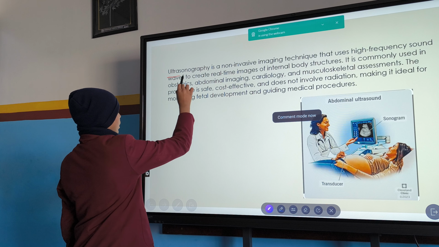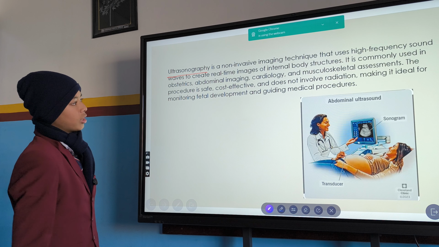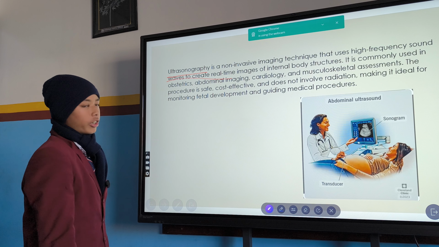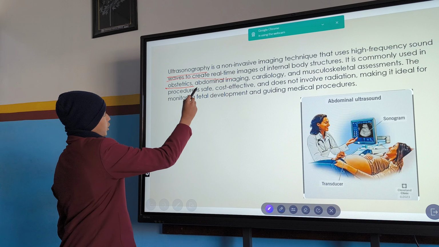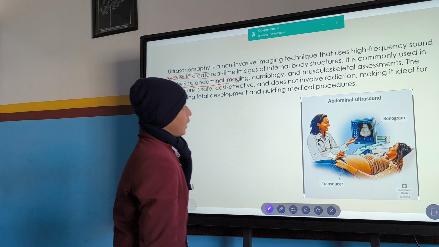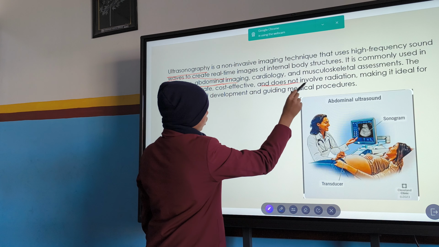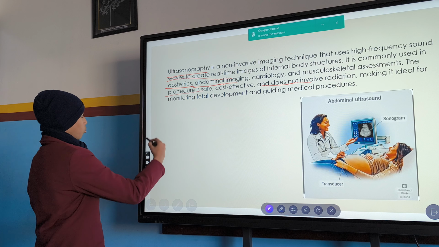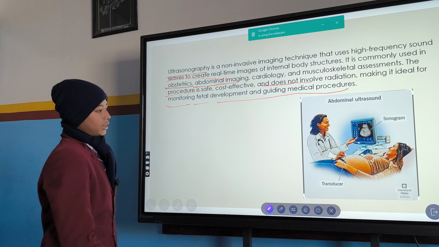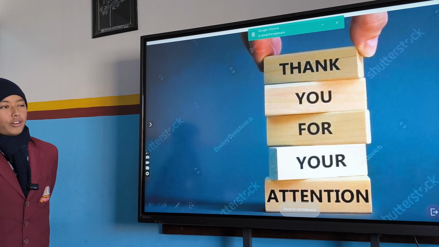Ultrasonography is a non-invasive imaging technique that uses high-frequency sound waves to create real-time images of internal body structures. It is commonly used in obstetrics, abdominal imaging, cardiology, and musculoskeletal assessments. The procedure is safe, cost-effective, and does not involve radiation, making it ideal for monitoring fetal development and guiding medical procedures. And here is the example diagram of it. Thank you for the attention.